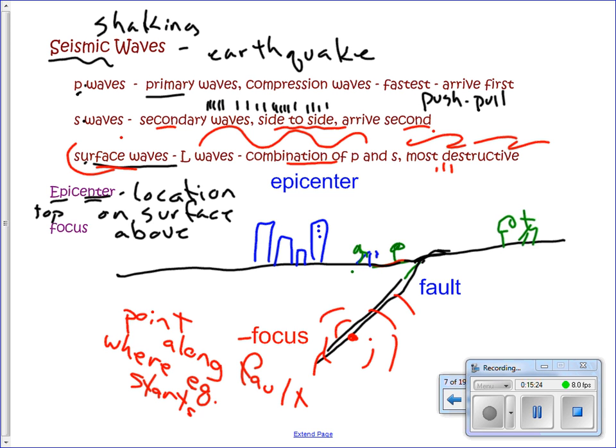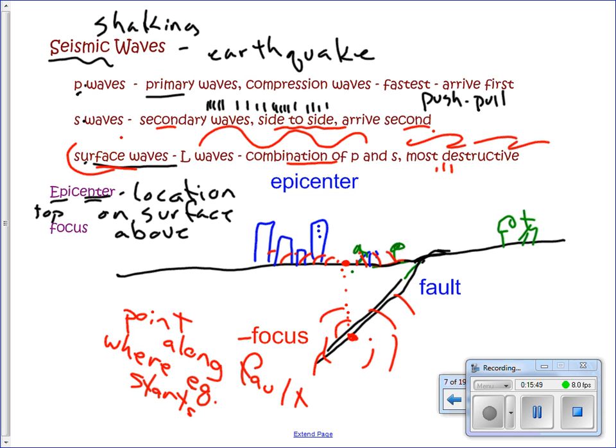If you look at this, where's the epicenter of this earthquake going to be? Not everywhere. It's going to be right here, directly above. So the epicenter is going to be right here, very close to the city, even though the fault seems to be outside of the city. Okay?